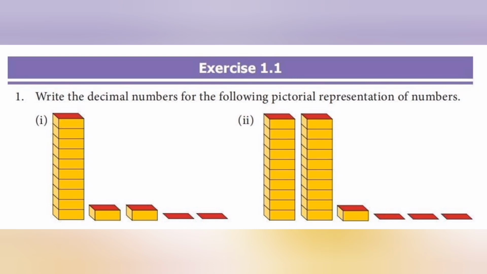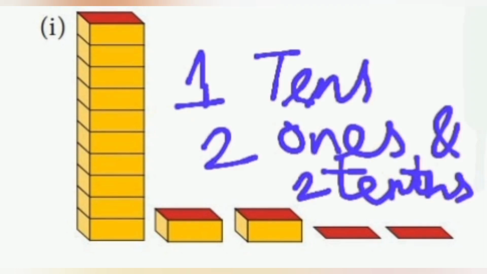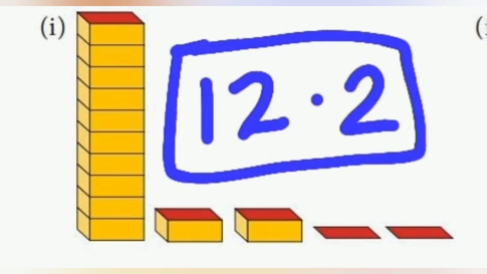Exercise 1.1, the first problem, first subdivision. One column block is there, right? So it is 1 tens. 2 blocks are given, so 2 ones. 2 red square sheets are given, so that is 2 tenths. Now the whole number part is what? 1 tens, 2 ones is nothing but 12. 2 tenths are given, so that is 0.2. 12.2 is the answer.